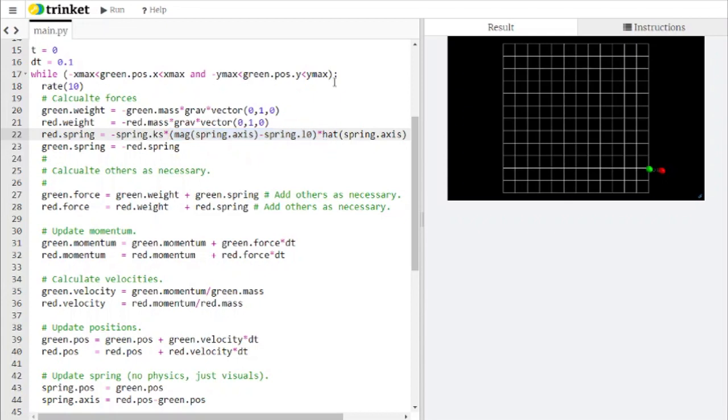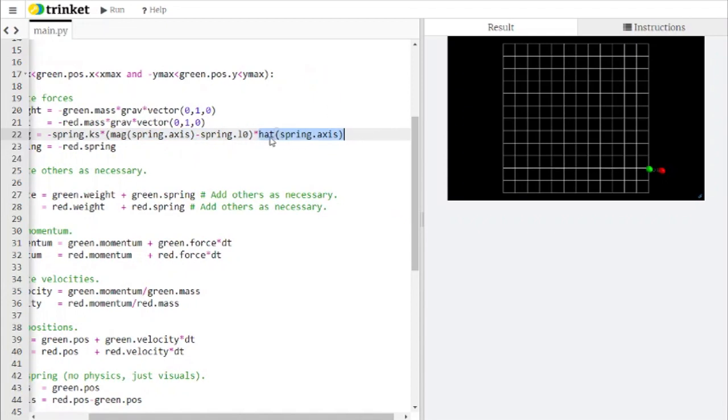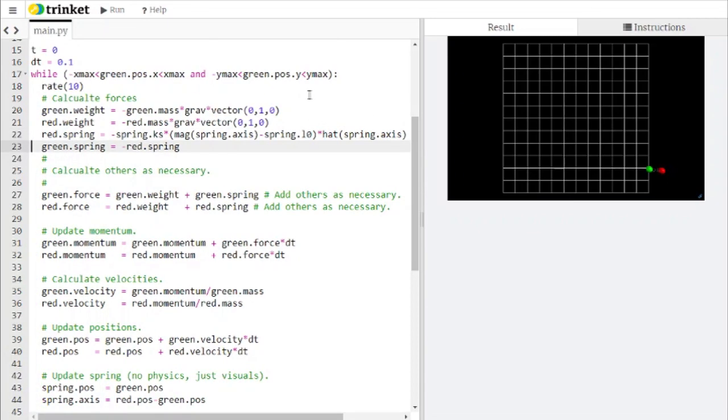And then we need to turn this thing into a vector for it to be a proper force, and so we just use the hat function here to get the unit vector of this spring dot axis. And then of course there's a minus sign out in front so that we're always moving back toward equilibrium. Again, if you remove that, the molecule explodes.